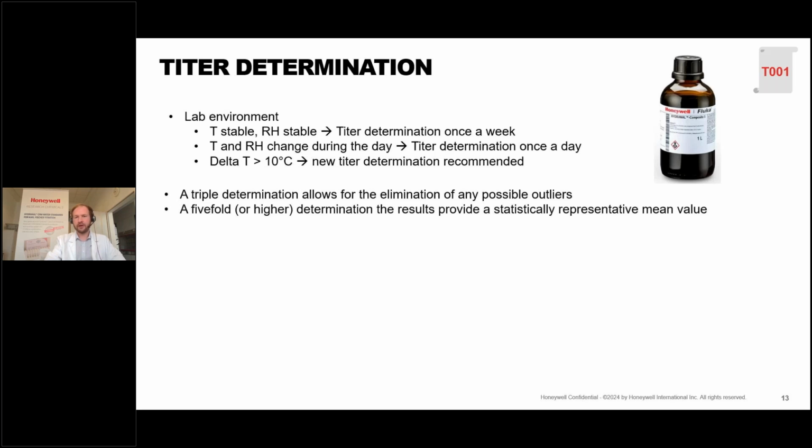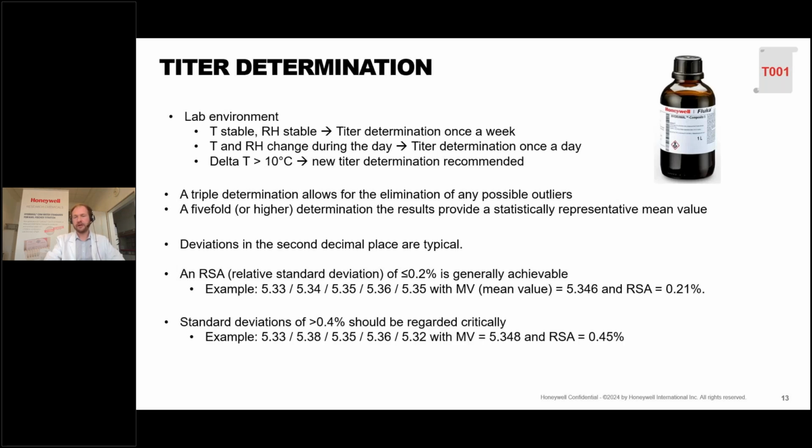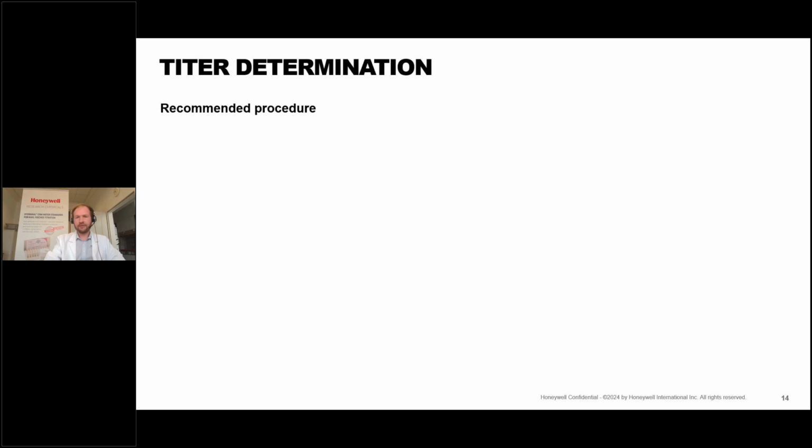The very best results are, of course, obtained if you perform a 5-fold or even higher determination number. Precision in the second decimal place is normal, so a relative standard deviation of smaller than 0.2% is really achievable. However, if you have an RSD that is above 0.4%, then there might be some external influence which has to be resolved. To get best results on the titer determination, I have summarized our recommended procedure as follows.